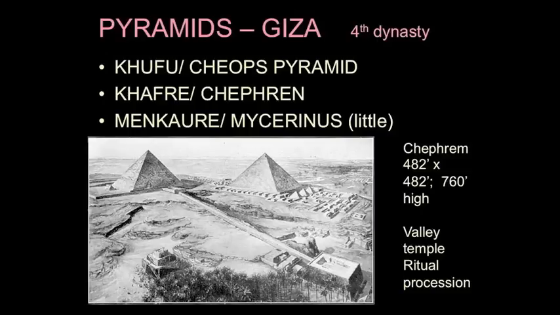If any of you ever go to Egypt, you would be crazy not to go take a look at all of this stuff. These are giant things. 760 feet tall, the Khafre pyramid, which is the Great Pyramid. 760 feet tall is enormous. That's like a 75-story building. Ridiculous.